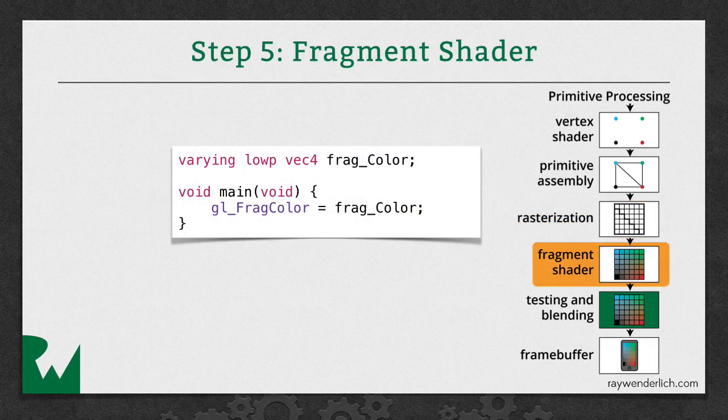And then the next step is the fragment shader, which you've already covered. Its job is to set the final output color. And here it just sets it to be that varying value.